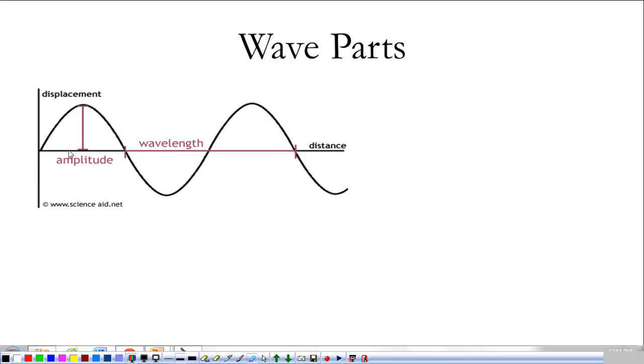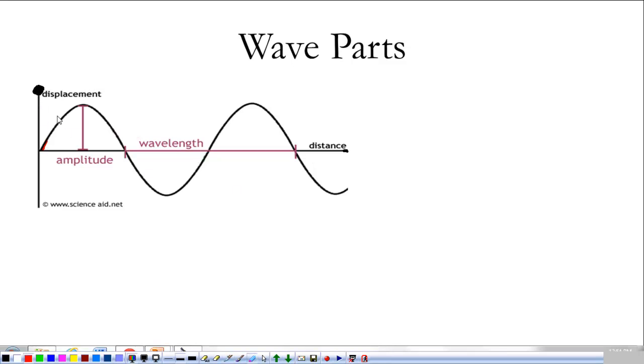So let's look real quick at wave parts. This is not a picture of a compression wave. This is what a transverse wave looks like, and we've seen this before. So the y-axis is displacement, the x-axis is distance. In math, you looked at this as displacement and time, and you talked about period and frequency and all that stuff. This is just for distances.